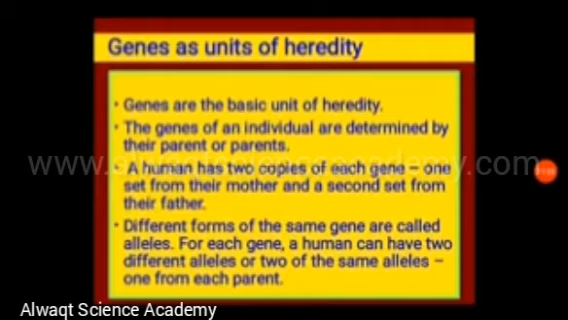But what you have to understand is that for each trait we inherit from our parent, we have two copies of each of the genes representing each trait. These genes might be the same and they might be different. Since we get half of our chromosomes from our father and half of our chromosomes from our mother.